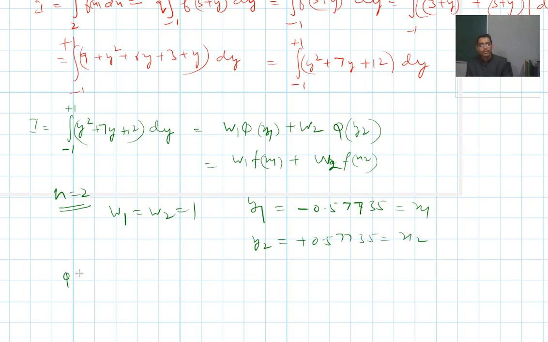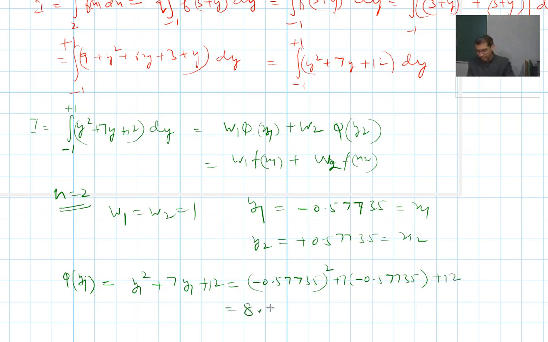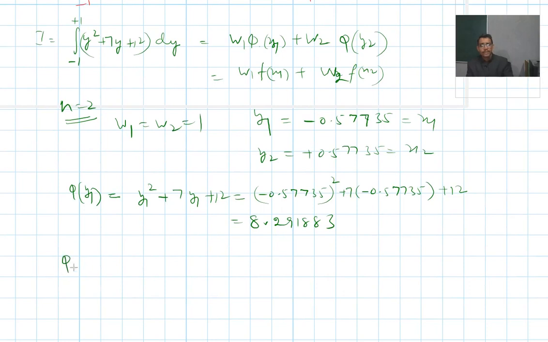So now let us try to find out phi of y1. So phi of y1 is equal to y1 square plus 7y1 plus 12, and it is equal to (minus 0.57735) whole square plus 7 into (minus 0.57735) plus 12, and this after simplification it will become 8.291883, and similarly we can calculate the value of phi of y2, or sometimes it can also be written as f of x1 and f of x2, whatever you want to call.